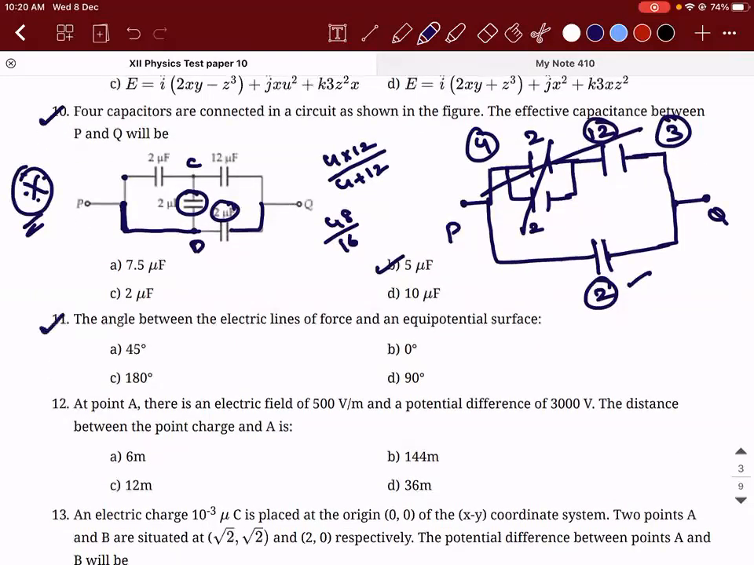Next, 11th one. The angle between the electric lines of force and equipotential surface. Theory question. The electric lines of force, that is electric field lines, and equipotential surface are always perpendicular to each other.